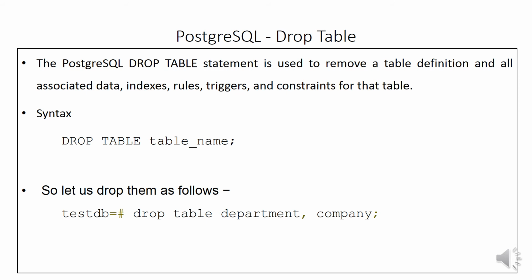So let us drop them as follows. Here we have to drop two tables, that is the department table and the company table. For that purpose we write DROP TABLE department, company. Means multiple tables can also be dropped by using a single DROP TABLE command. We only specify them by separating with a comma, and lastly we write a semicolon.